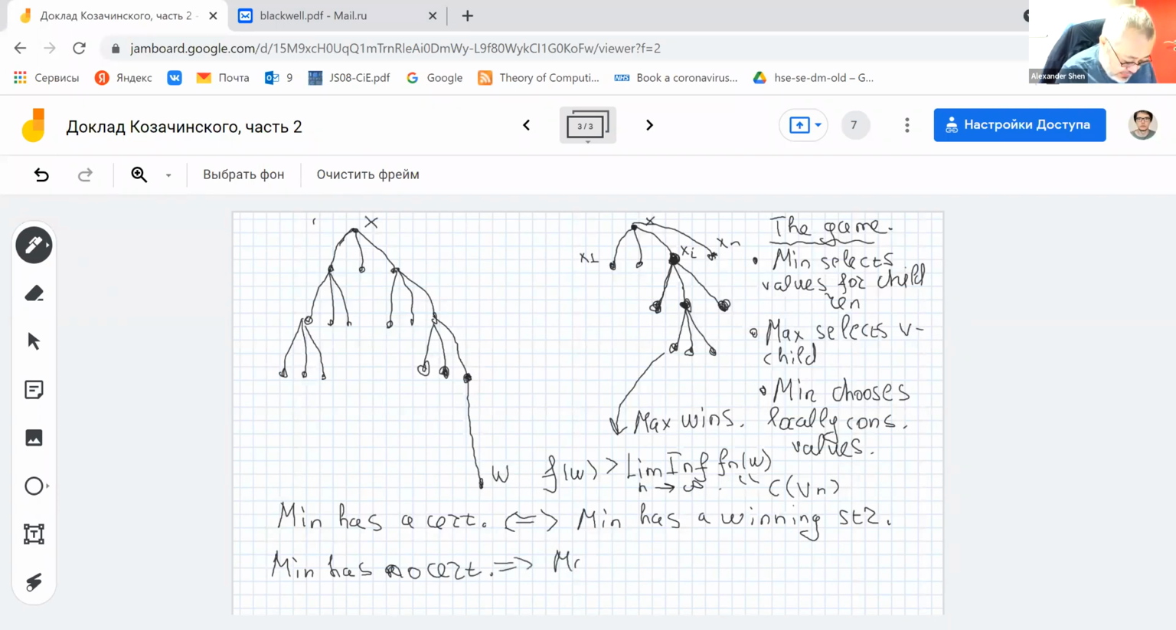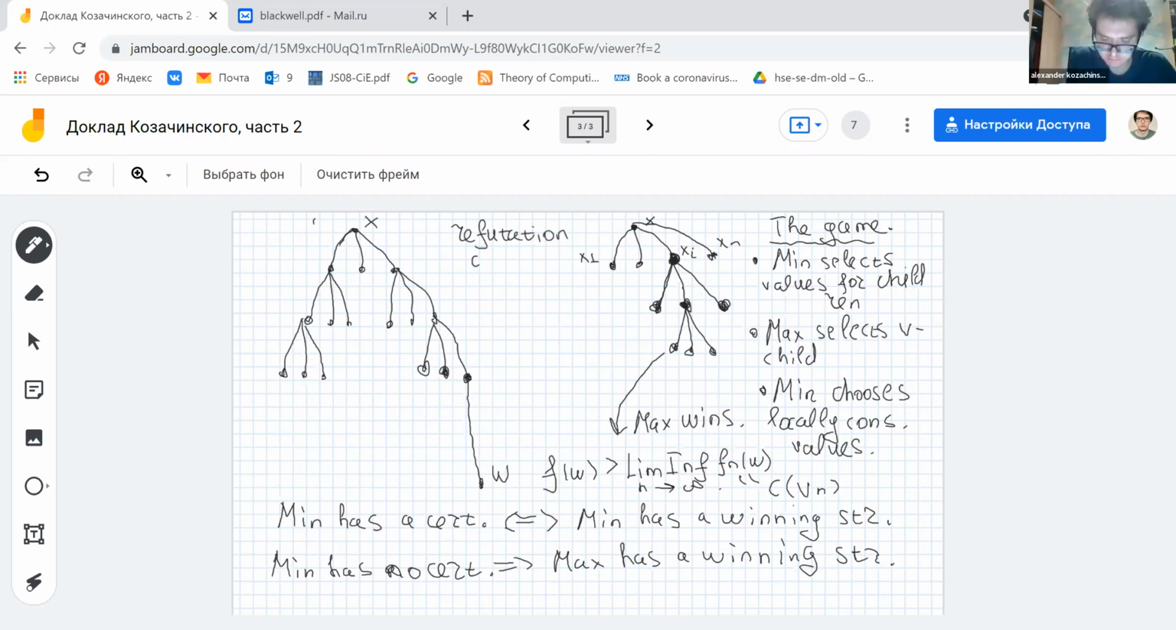In this auxiliary game, what I would like to say is that either of the players has a winning strategy. And since we are now considering the case that Min has no certificate, then Max has a winning strategy in this auxiliary game, let's call it the refutation game. But there is some small thing which we should look at.